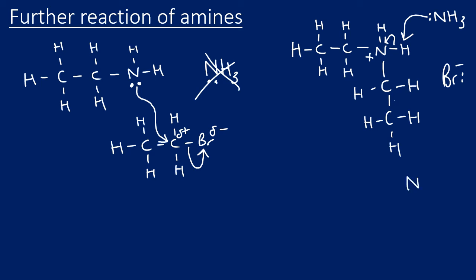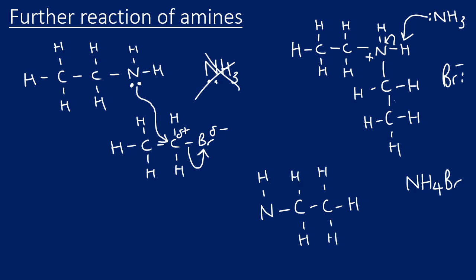Exactly as before, NH4Br, so ammonium bromide. And this time we've got an NH with CH2CH3, and there's also a CH2CH3 on the other one. So we've literally put two ethyl groups on top of the same amine. So instead of being ethylamine, it's now diethylamine.